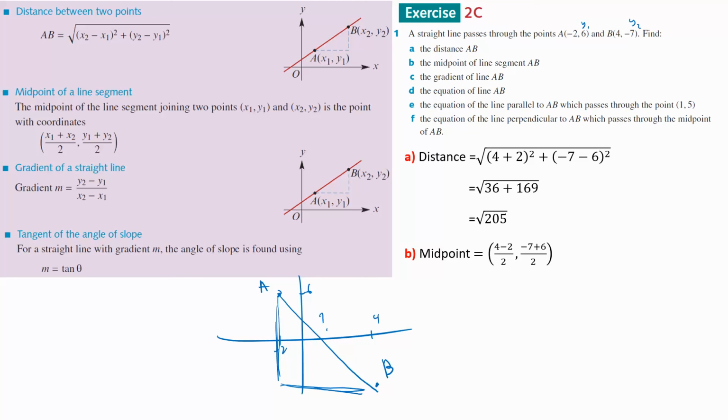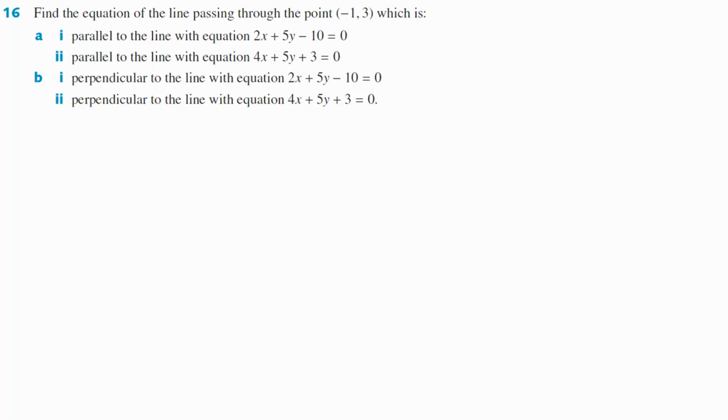Then we move on to C. Find the gradient of a line AB. Again, that's back to year 9 maths, y2 minus y1 over x2 minus x1. Now, let's try this question. Let's say, find the equation of the line passing through the point negative 1, 3.